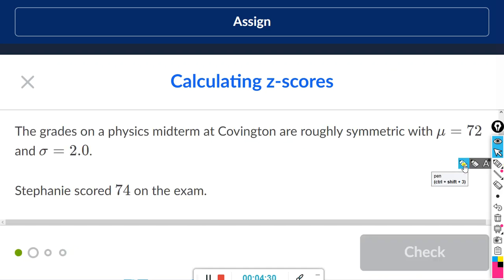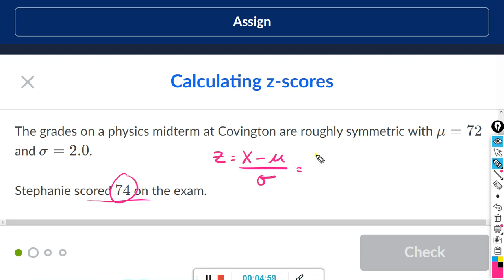All right, same type of question here. Grades on a physics midterm at Covington are roughly symmetric, with the mean equals 72, standard deviation is 2.0. Stephanie scored a 74 on the exam. I think these will be the same formula every time: x minus mu over sigma. We said x is the actual data point, so that's 74 in place of x. And mu is 72, that's our mean. And sigma is the standard deviation, that's 2.0.